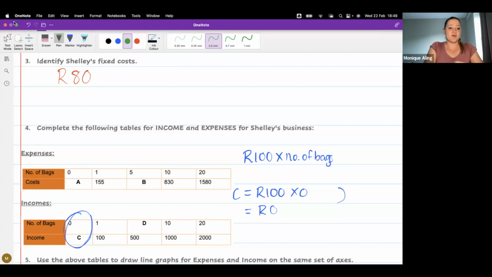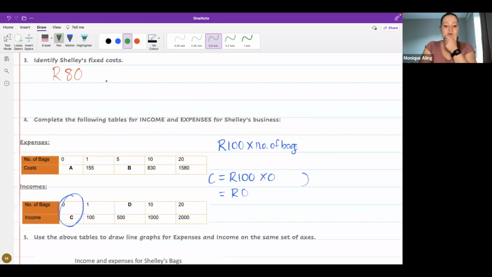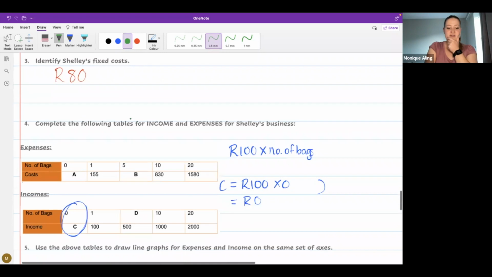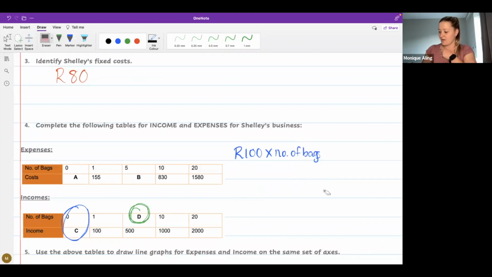Okay, so let's quickly go through it for those of you that may not have gotten there yet. For the income graph, we are used to working out the cost the whole time, either the costs, the expense, or the income. But now all of a sudden they've asked us to work out D, which is actually the number of bags. So we're working out number of bags, not the cost. So we look at our general formula, which is 100 Rand times number of bags. Income is equal to 100 Rand times number of bags.